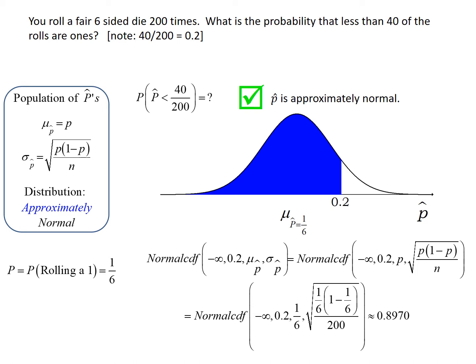Don't round the terms in the middle. This way the normal CDF is operating on the exact values and you minimize your total amount of error, and your final answer should be as accurate as possible. And so in this case, there's a 0.8970 probability that less than 40 out of the 200 rolls will be ones.